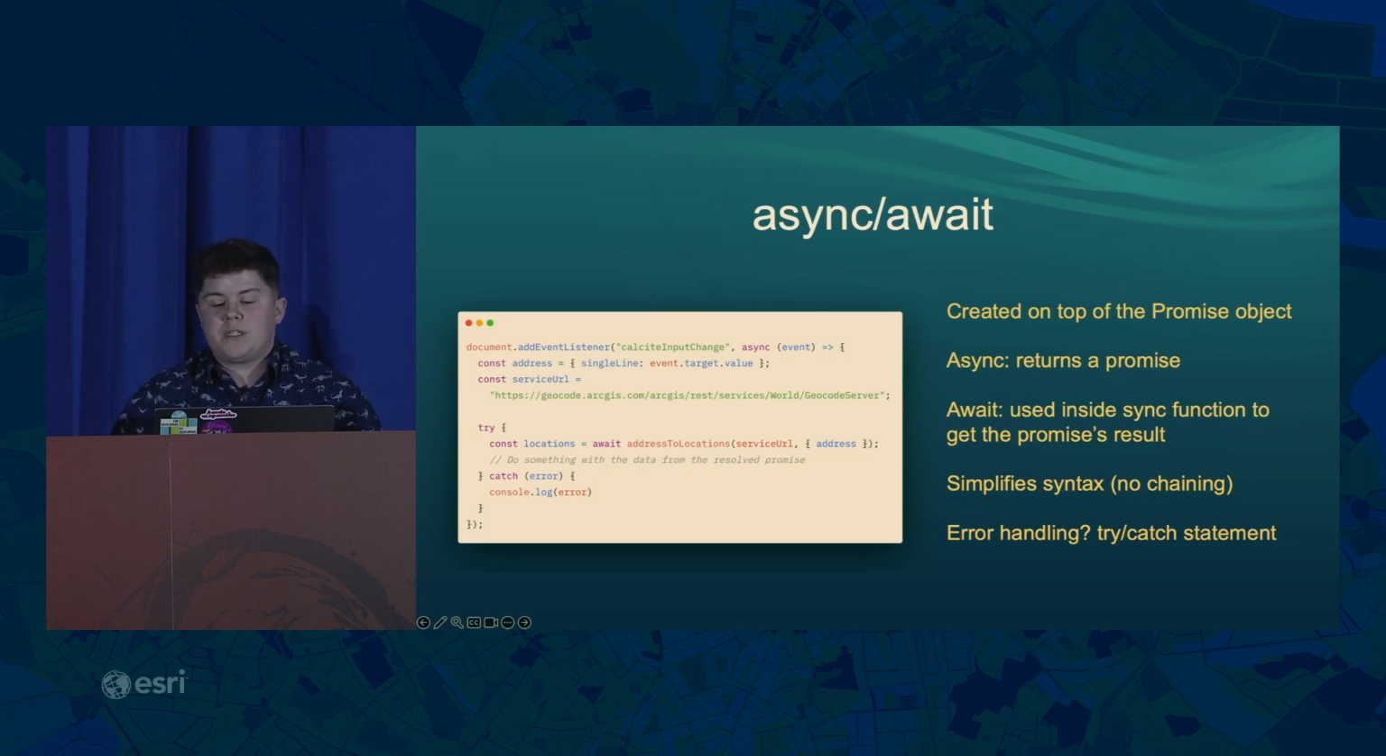So should you use promises or async or await? And I'm not going to tell you which one is better. Different folks have different opinions. But ultimately, it's really important to understand both patterns, especially since async is just written on top of the promise object.